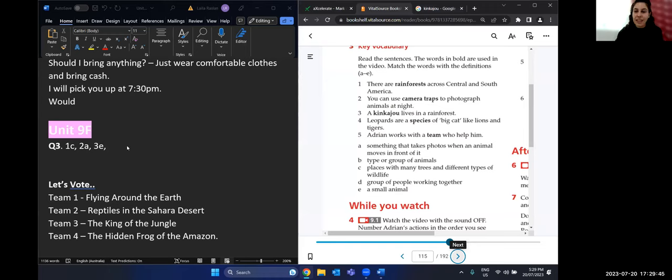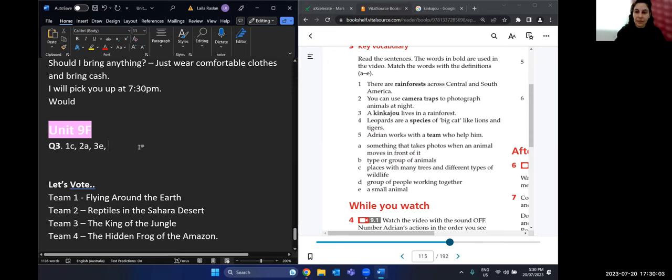So number 3E. Leopards are a species of big cats. Species just means a type. They're a type of big cat, like lions and tigers. So what does species mean? Type or group of animal. Yeah.